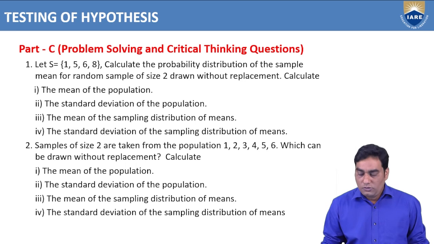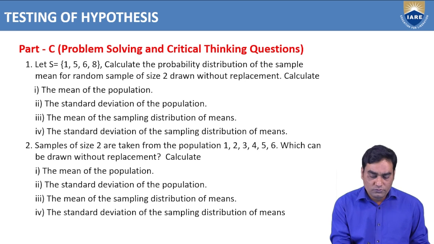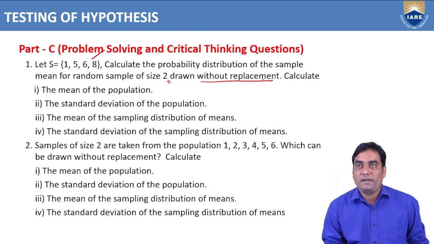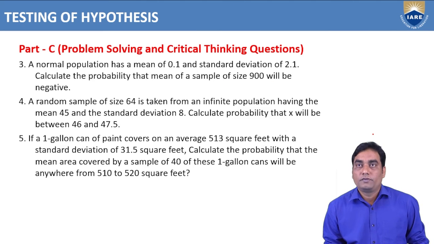Now coming to critical thinking problems. Let S be given as only 4, 1, 5, 6, 8, sample of size 2 without replacement. Without replacement means NCn samples. That means 4C2 samples you can draw. Here, which can be without replacement, 6C2. That is the only difference to identify.